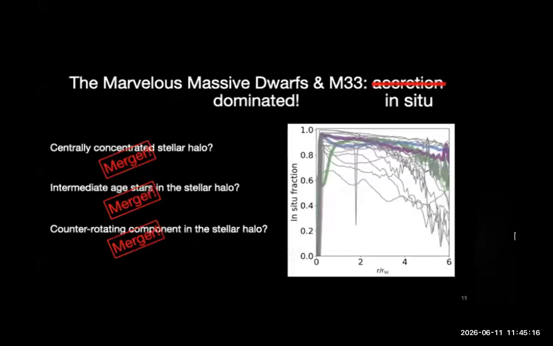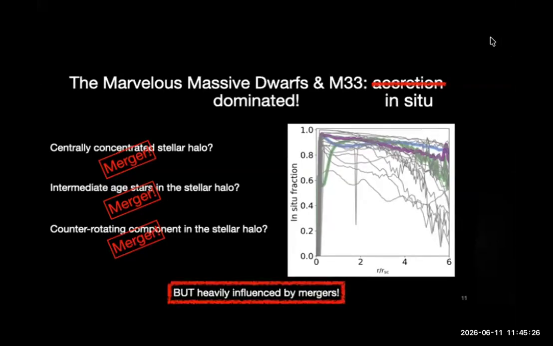And so what we are actually seeing here is that we have these stellar halos that are made up of in situ material, but they are heavily influenced by mergers. And so that means that we can still use this in situ material to learn about the merger histories of galaxies. However, there is still a little bit of a puzzle here, which is that we should still see some accreted stars.